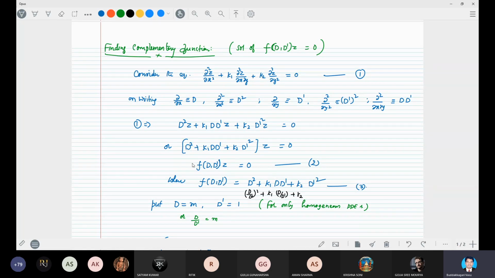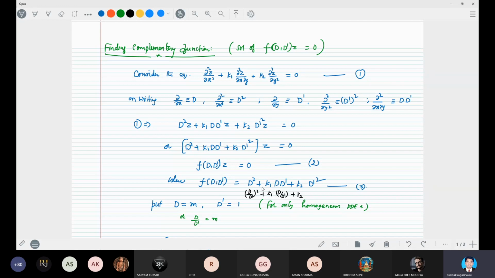Its solution is called the complementary function because the given equation is equal to 0, where the right hand side function f of x comma y is 0, so there is no particular integral. The complementary function of this equation is itself the solution of the differential equation. Using del by del x equal to capital D and del by del y equal to capital D dash, the symbolical form is f(D, D dash) z equal to 0.